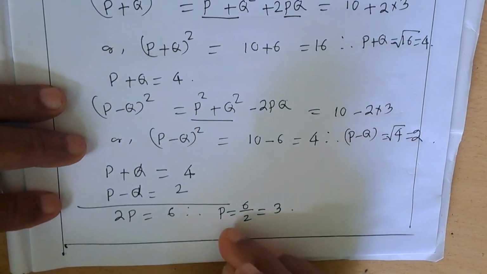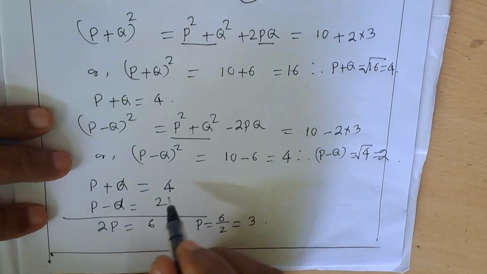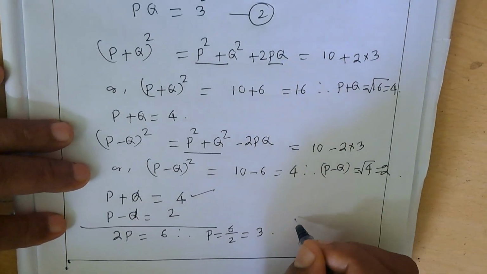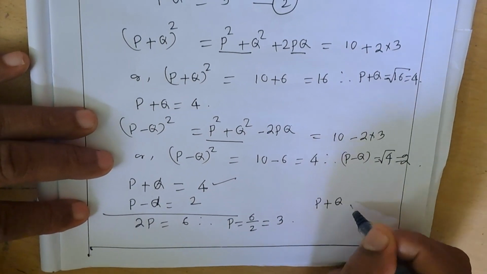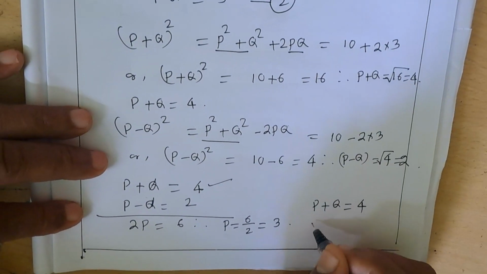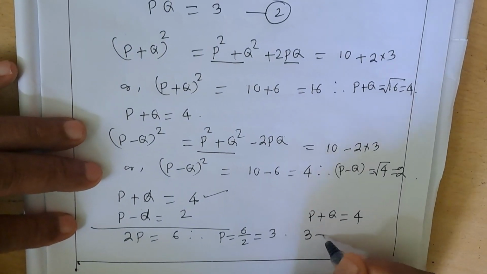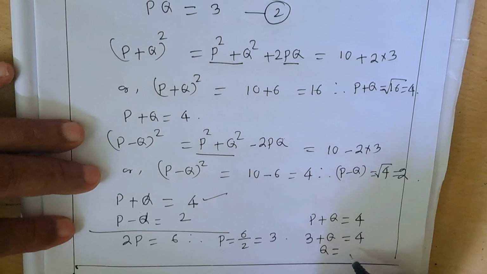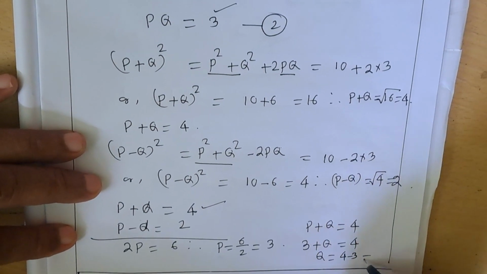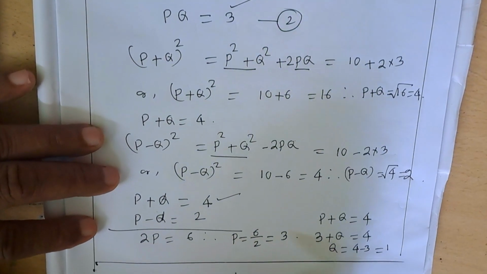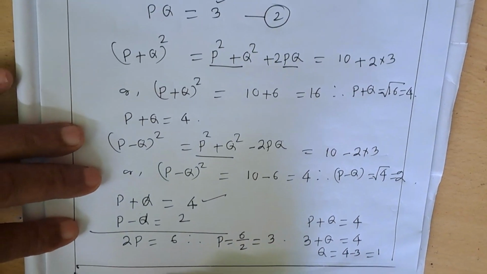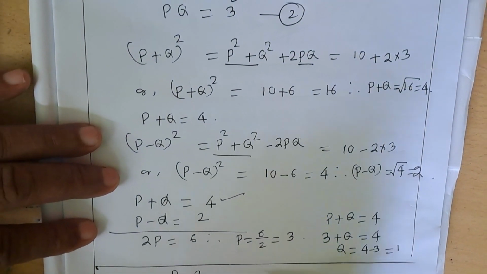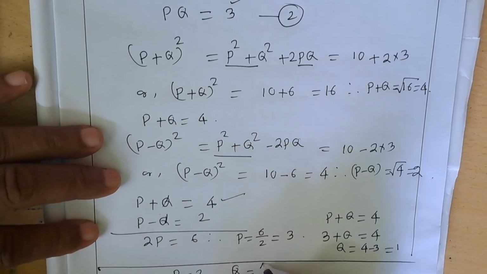Then, putting these values in the equation, p plus q is equal to 4, or 3 plus q is equal to 4, or q is equal to 4 minus 3, which is equal to 1. Therefore, the required force p is equal to 3 and q is equal to 1.